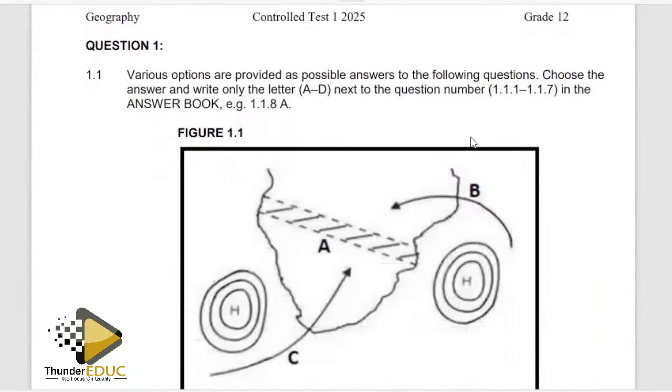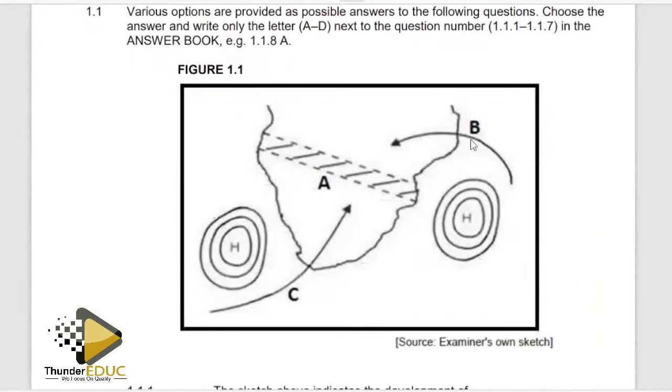Right. We go to question number 1. Question number 1 says various options are provided as possible answers to the following questions. Choose the answer and write only the letter A to D next to the question number. Right. We are going to analyze our illustration, Fig 1.1, before we answer the question.